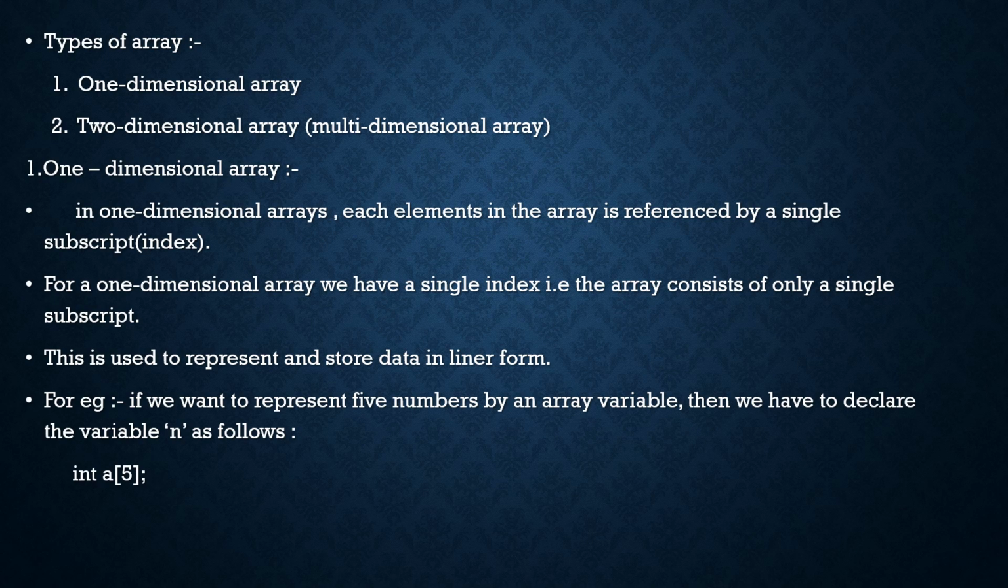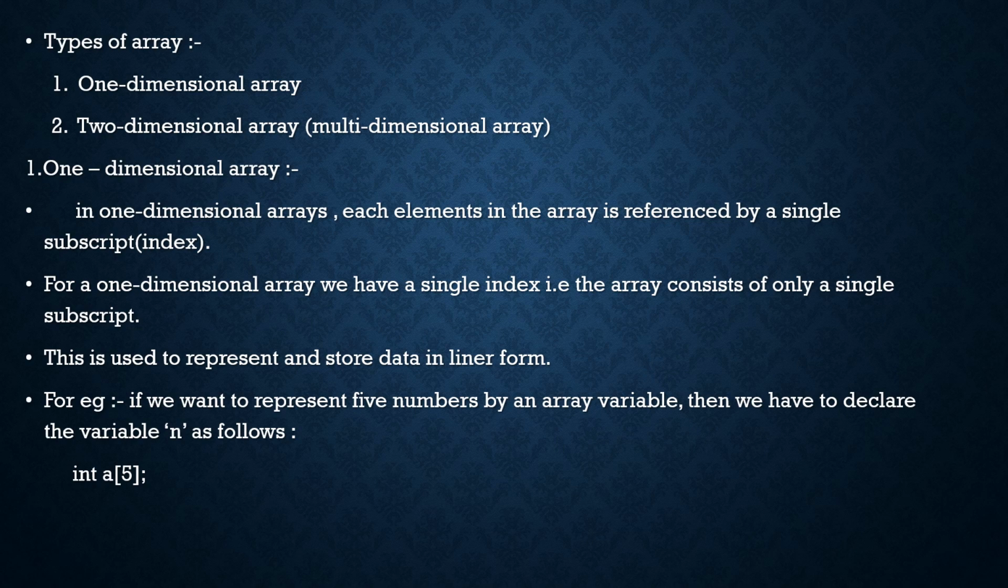In a one dimension array, each element is referred to by a single subscript, that is, an index. For a one dimension array we have a single index, that is, the array consists of a single subscript. As we have seen in the earlier slide, a of 5 in a one dimension array will be like a of 5. It will not have two subscripts, that is, it will not have a of 5 5. It will only have a of 5.